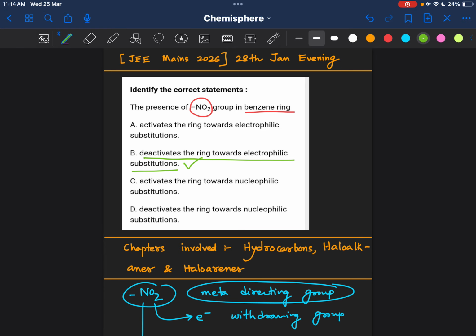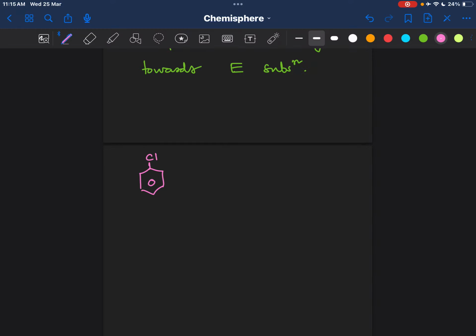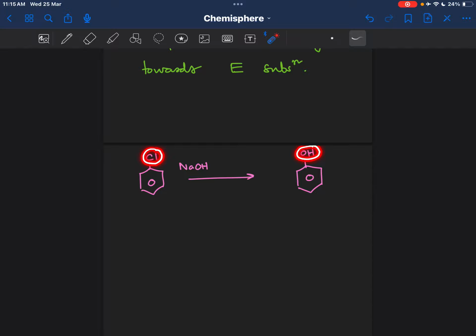Okay, now we have to think with respect to nucleophilic substitution. What happens in a nucleophilic substitution? So for that I have some data. If we have chlorobenzene, and if we react that chlorobenzene with NaOH to convert it into phenol, can you see there is a nucleophilic substitution happening, because Cl minus goes out and OH minus takes its place. So it's a nucleophilic substitution. So for this, the reaction conditions are 623 Kelvin and 300 atmosphere.